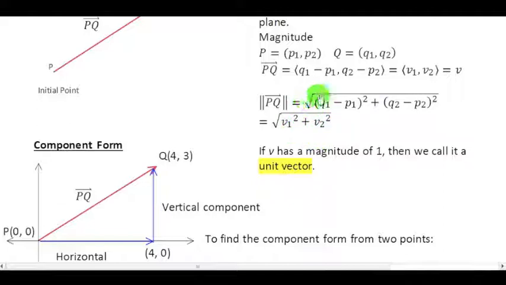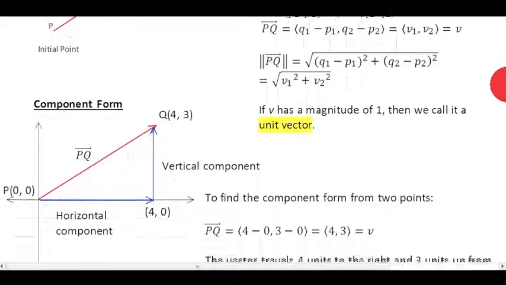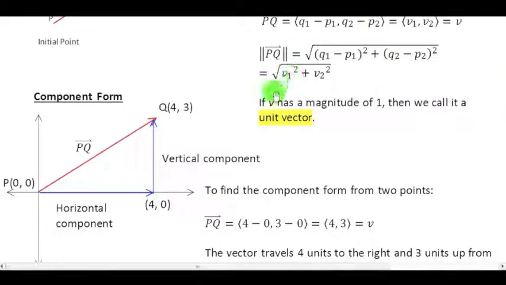Here again, these are things that you've done over and over again, and you should find it very easy to find magnitude. One thing to note is something very special about a magnitude of 1. If you find the magnitude of a vector and it has a magnitude of 1, then we call that vector a unit vector.